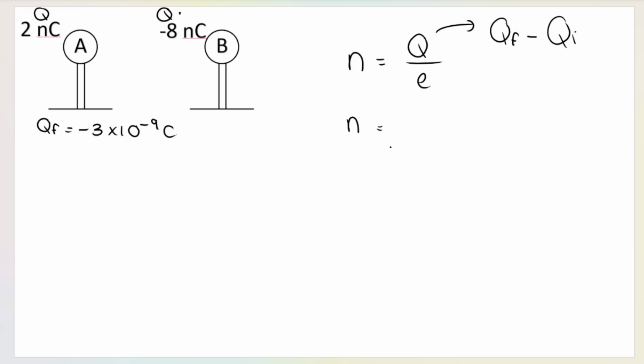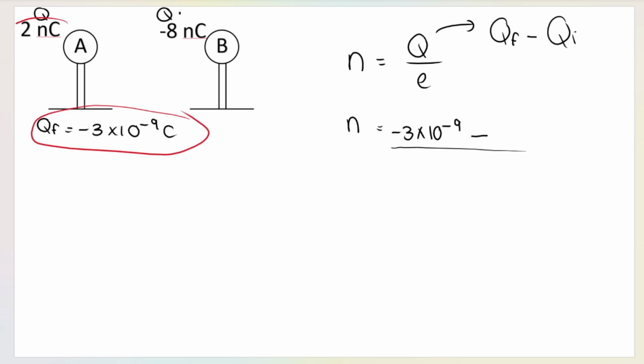Now you might be like, ma'am, what is the final? What is the initial? We just worked out the final. It was negative 3 times 10 to the negative 9 minus initial. Now you might be like, what's the initial, ma'am? The initial is either this charge or it's this charge.